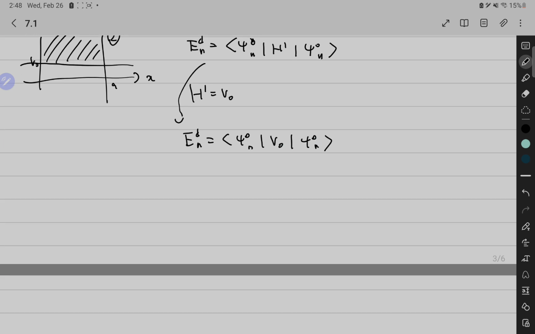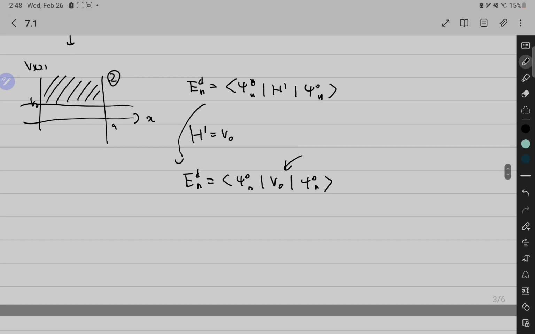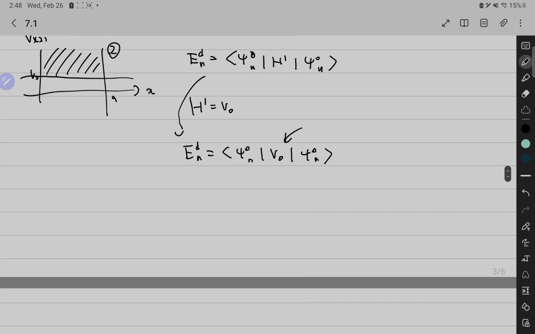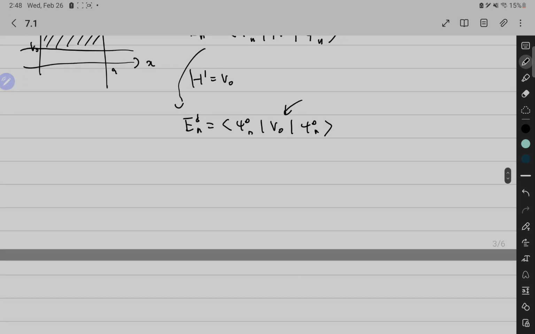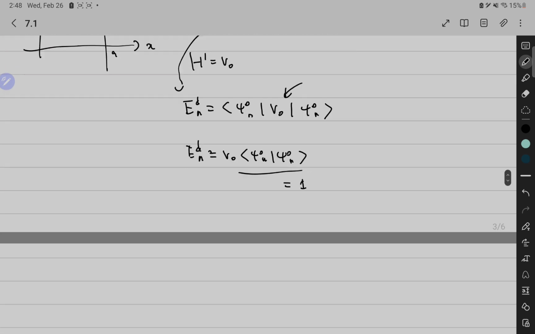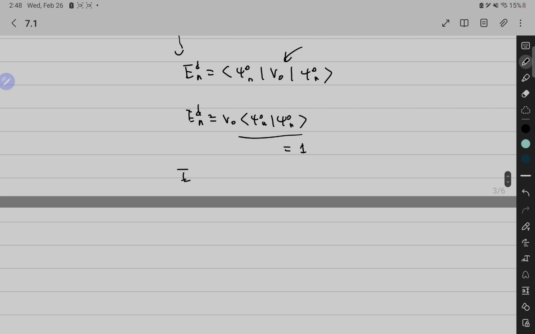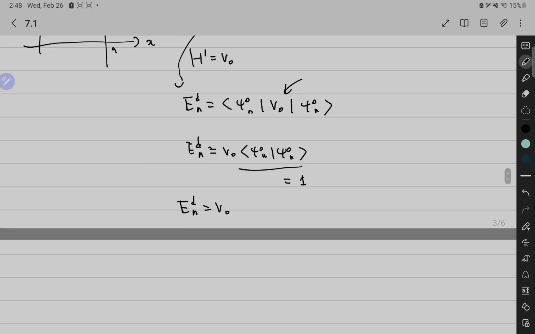And since V0, some constant value which we raise the floor by, is a scalar, we can take it out of the inner product again. So we obtain E1n is equal to V0 ψ0n ψ0n, right? And then this is just going to be 1, right? So our E1n is going to be V0. How surprising? Well, it's not surprising at all, right?